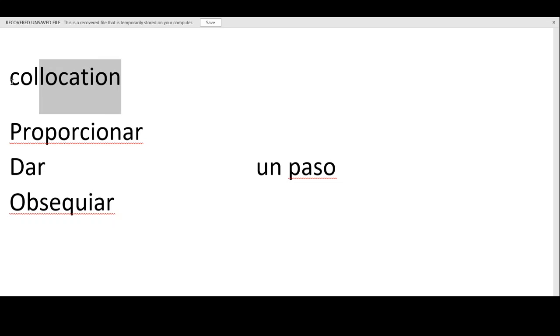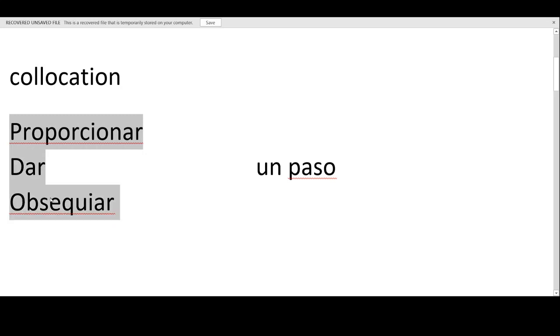Kind of two things that go together. Okay, so if we consider first an example in Spanish, then it's going to be easier to understand it in English. So, for example, if you think about the word proporcionar, dar, and obsequiar, pretty much those words mean the same thing. All right. Well, not exactly, but pretty much.